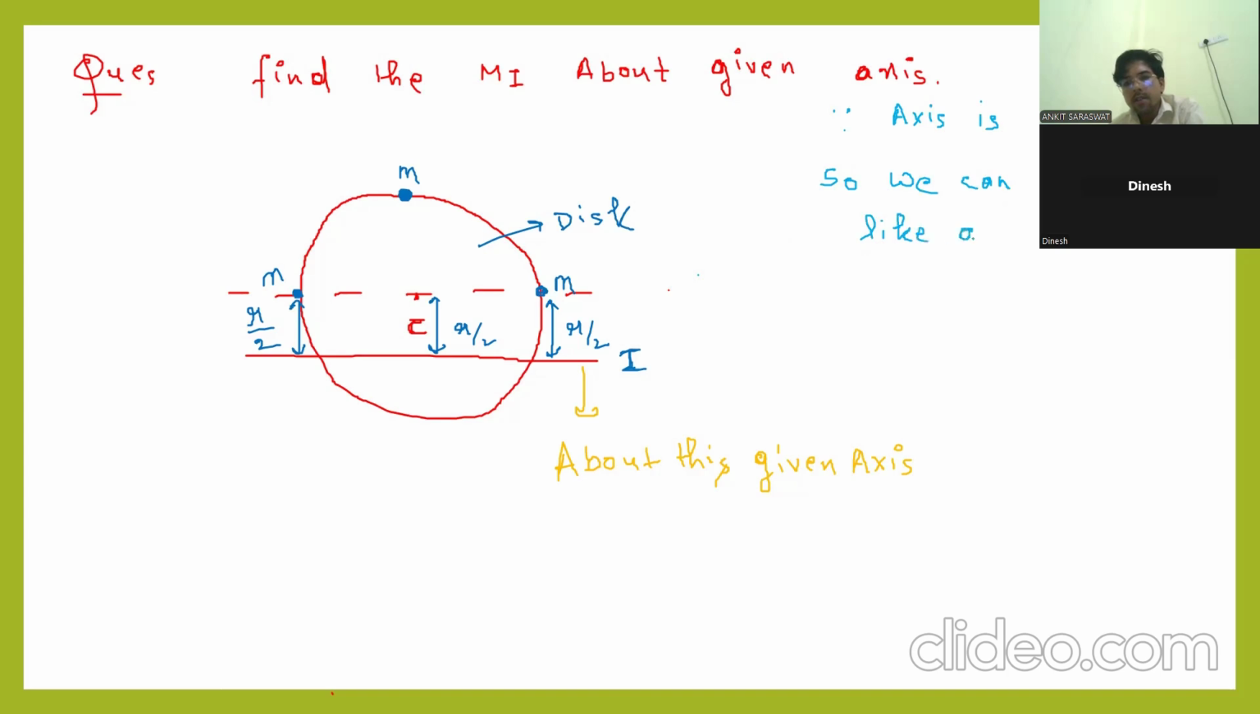Is it okay? I will be doing it live. What is this made up of? It will be the total moment of inertia. Actually, about this axis, it will be the moment of inertia of the disk plus the moment of inertia of the particles.